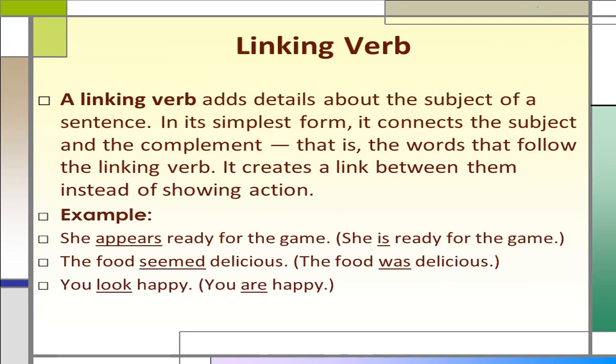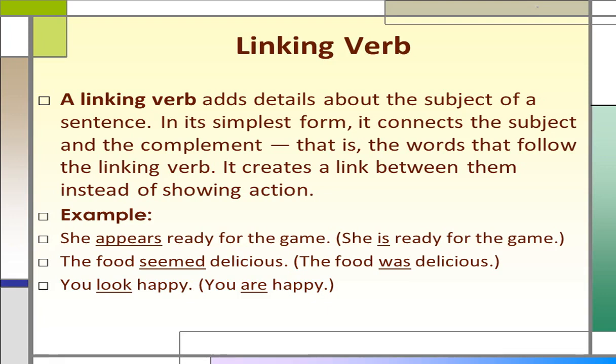Linking verb. A linking verb adds details about the subject of a sentence. In its simplest form, it connects the subject and the complement, that is, the words that follow the linking verb. It creates a link between them instead of showing action.